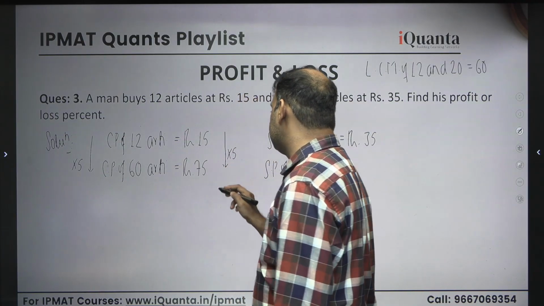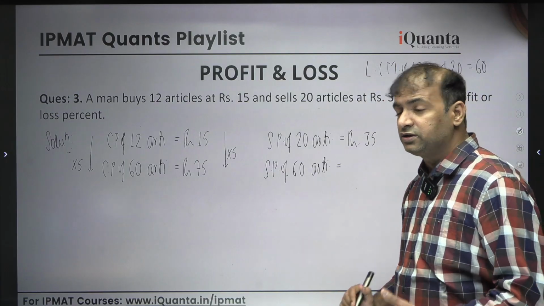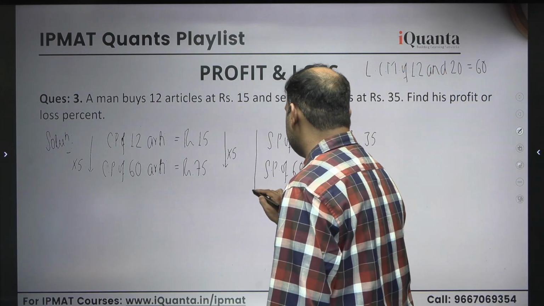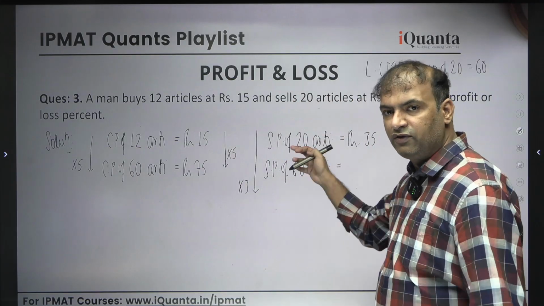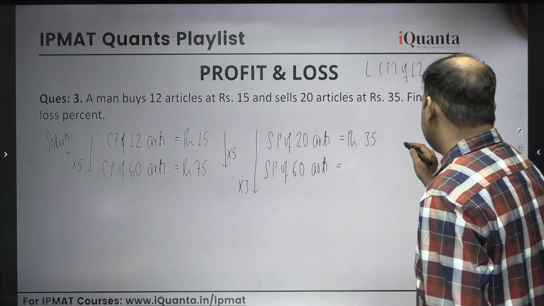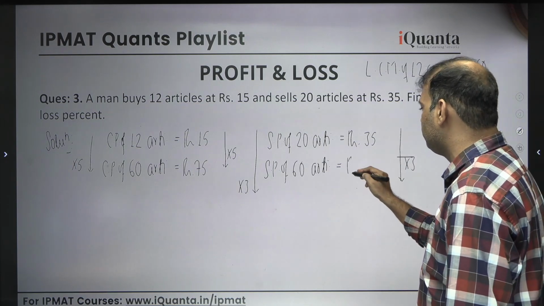Okay, the second case, the 20 article selling price is given and we need to find the 60 articles price. The selling price is getting multiplied by, you can see the number of articles got multiplied by 3 from 20 to 60. So the selling price should also get multiplied by 3. So 35 threes we can say is 105, all right?